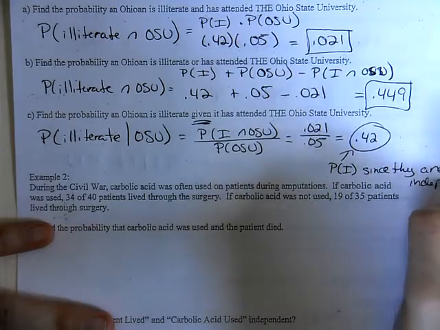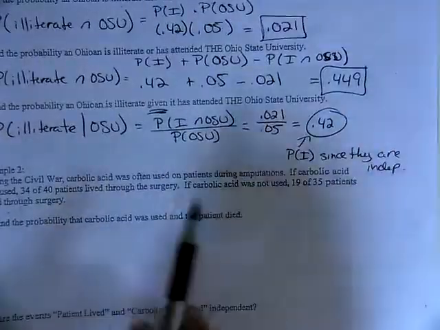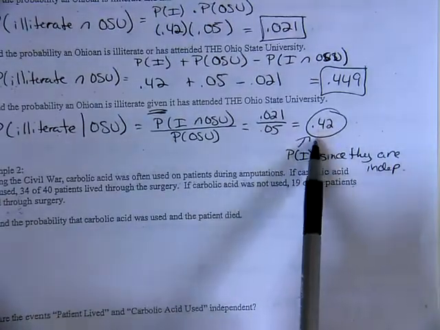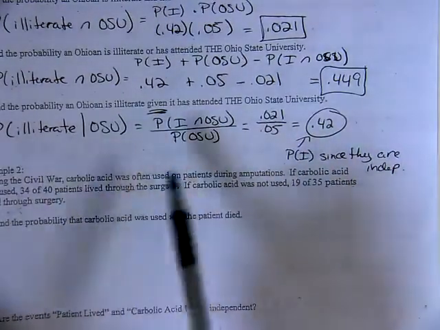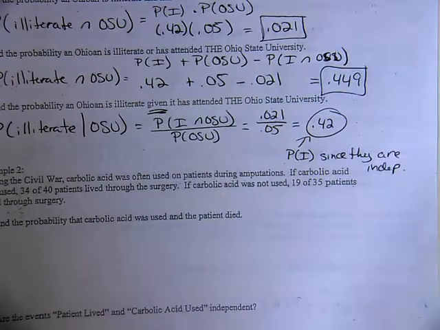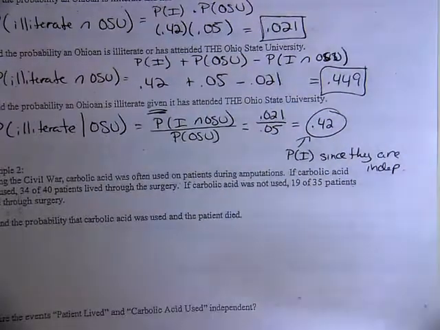Again, this is equal to the probability that they're illiterate since they are independent. So I didn't necessarily have to do all of this work. I could just say they're equal. It's equal to 42% since they're independent. Now, if you do all this work on a quiz or a test, am I going to mark it down? No. But it just shows you kind of how the fractions work.